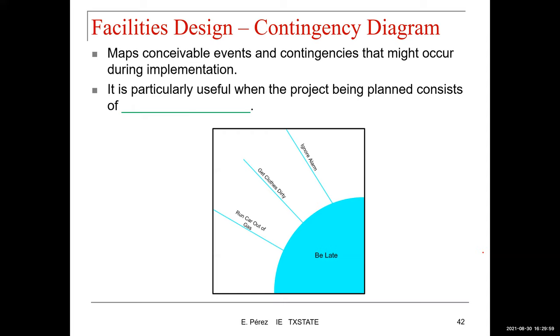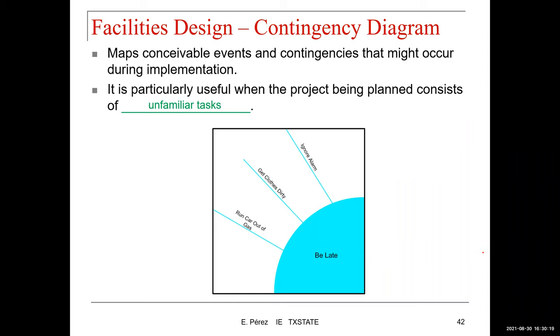Like, I need this type of machine. I need the machine by next month here. What would happen if that machine is not here next month? What is my contingency plan? So that's the idea. It is particularly useful when the project being planned consists of unfamiliar tasks.